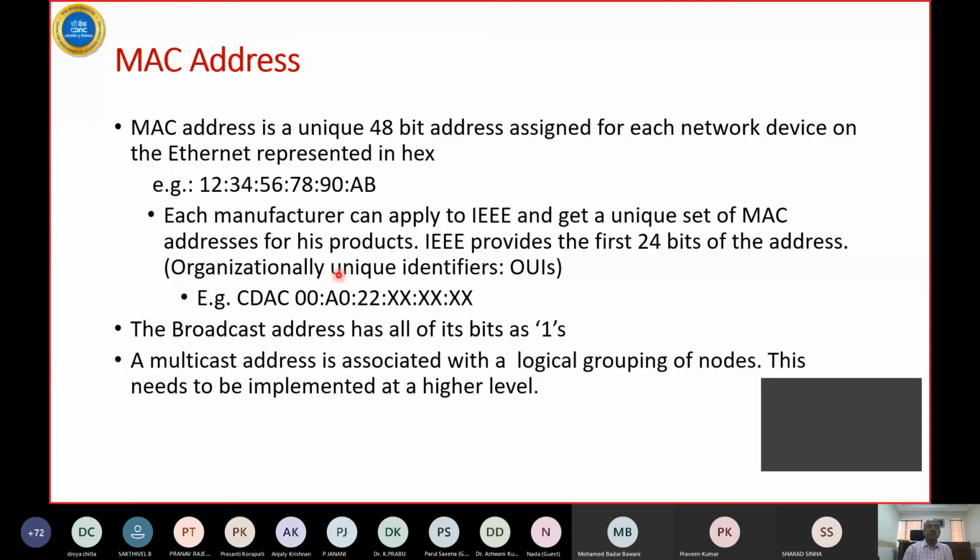Like CDAC is a member of this IEEE standard. So we applied for a MAC ID. So any product that CDAC makes and uses Ethernet in it will have a MAC address beginning with 00A022. And this is a running number. Suppose the first product that we make will have 0001, the next one will have 2. So we have to keep a record of how many IDs were given out, and the next one in the series is always given out when a new one is made.